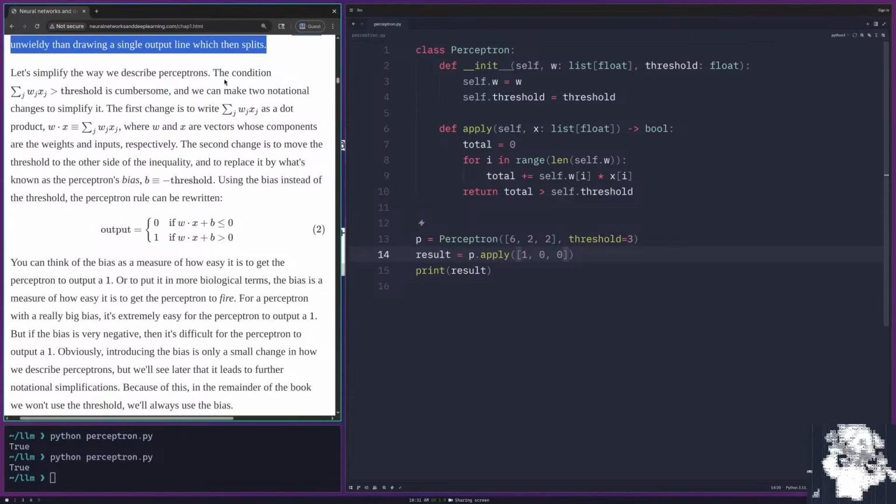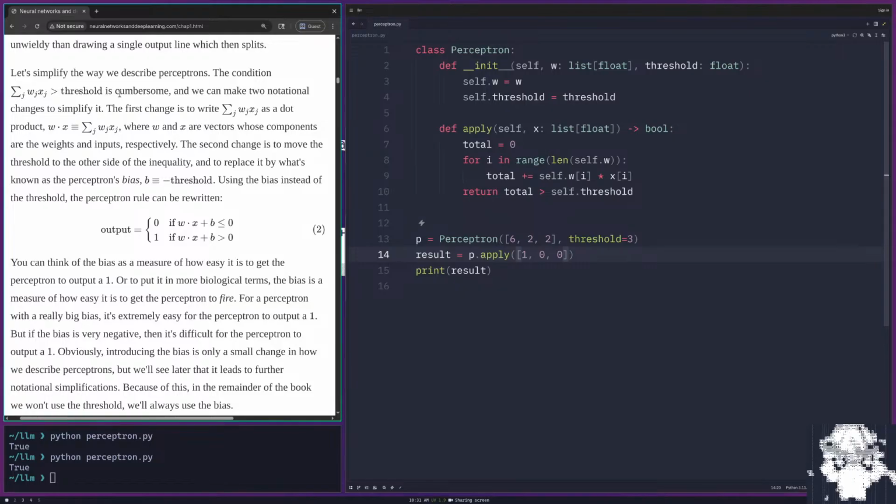Let's simplify the way we describe perceptrons. The condition sum over j of wj times xj greater than threshold is cumbersome, and we can make two notational changes to simplify it. The first change is to write sum over j of wj times xj as a dot product.